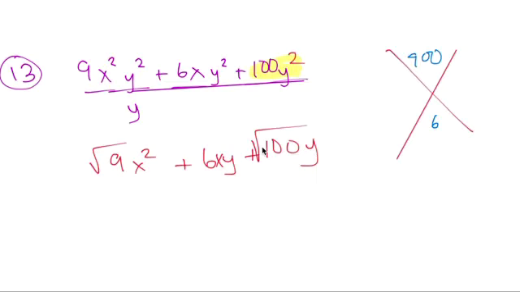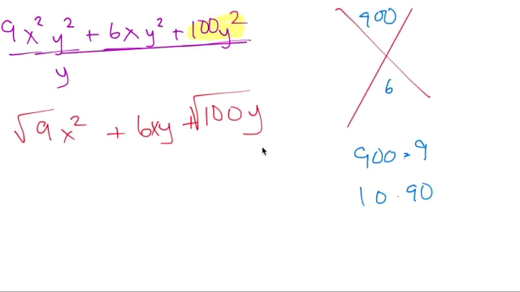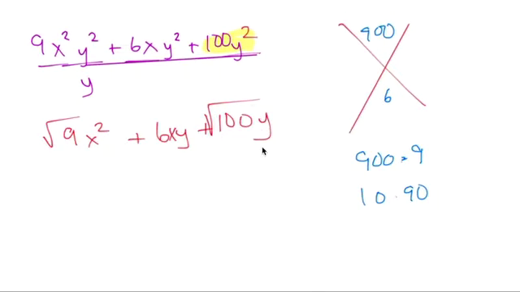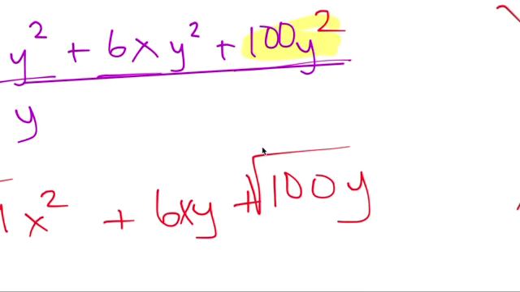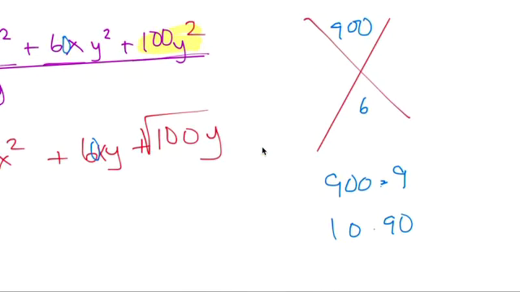Okay. 9. No, that's not going to do. Let's see. 10 times 90. Closer. 45. Let's see. Did I copy wrong? Oh, this is 60. No wonder. 60, because that didn't look right. So 60. 20.